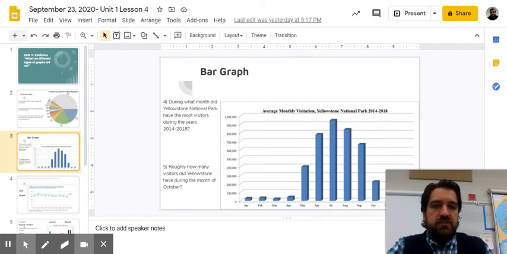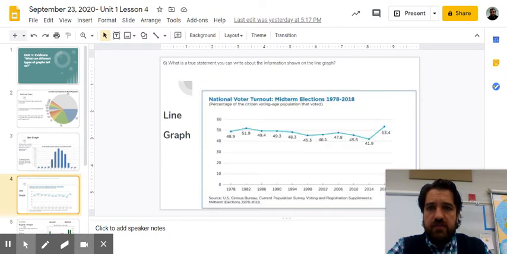But if this question is, how do visits to Yellowstone National Park compare to say Acadia National Park up in Maine? Well, it's a fine question, but that's one that you can't actually answer with the graph that you're provided here. So graphs are great. I think they're an excellent way to communicate information, but they do have their limitations, and just make sure you acknowledge that. So questions 4 and 5 are with the bar graph.